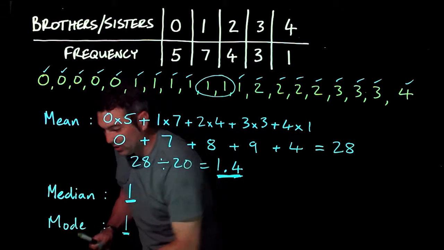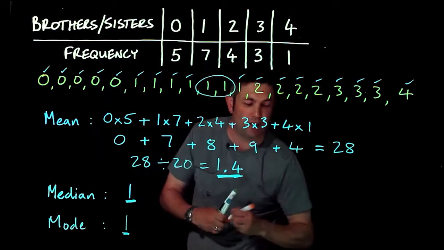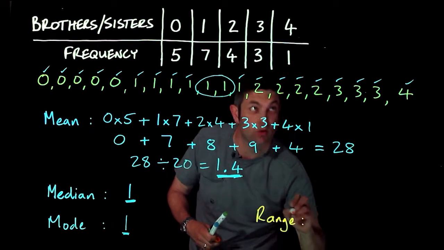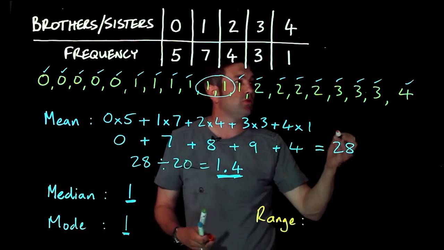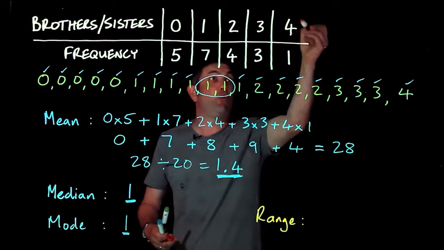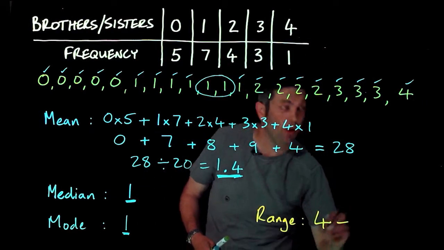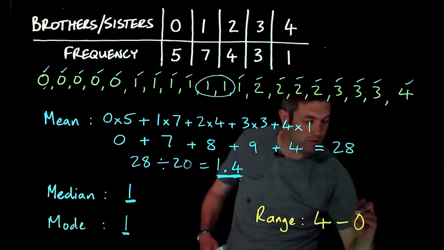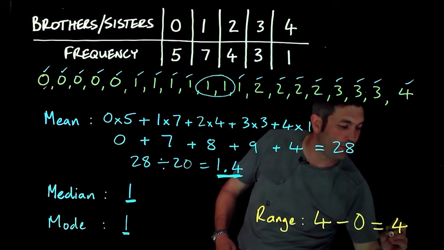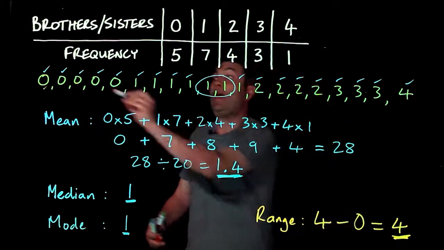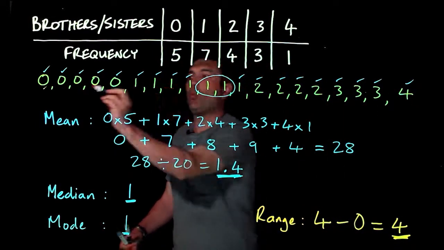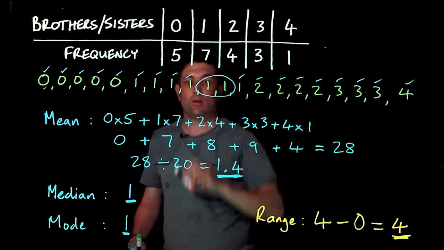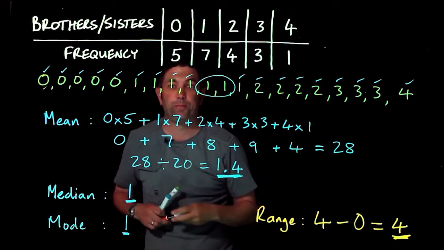And then finally, I'm also going to do the range, which remember isn't an average. For the range, I'm going to take the highest number of brothers or sisters, which is 4 here, take away the lowest number of brothers or sisters, 0 here. So 4 take away 0 is 4. It can be helpful to do this, but once you get good at these, you can just do everything from here using the ways I was showing you just a minute ago.